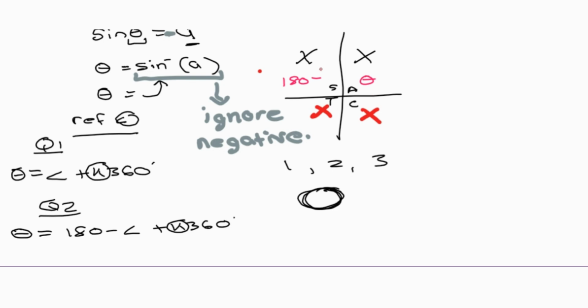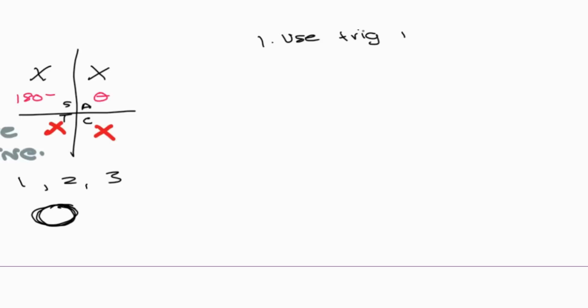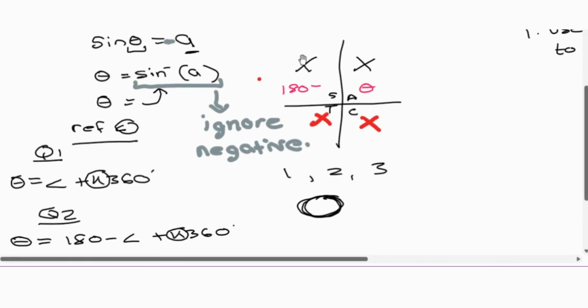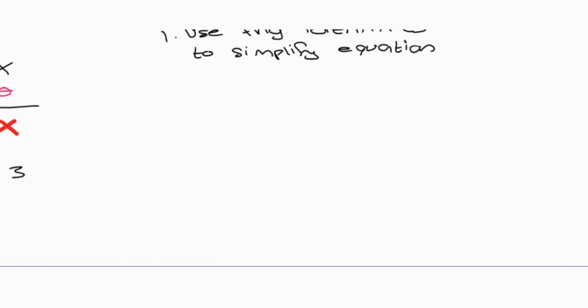So when we want to solve with our general solutions, there are a couple of steps that we just need to revise. Firstly, you need to use trig identities to simplify the equation. In that example I just gave you, this is really simple, I could just take the sine to the side. But in grade 12, you're going to have compound angles, double angles, and a lot more that needs to be simplified. So you need to use your trig identities to simplify the equation first.